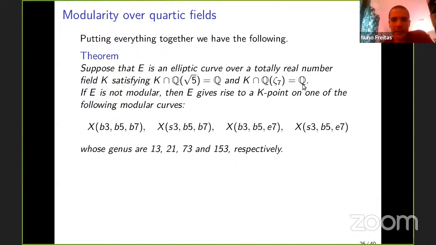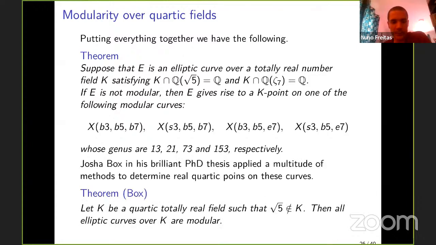In this case, if we have some elliptic curve that's not modular, then it must give rise to a K point in one of the following 4 modular curves. So you see now we started with 27 curves, went down to 12, then down to 7, and now it's down to 4. But these curves are still complicated. The genus is high. But Joshua Box, in his incredible PhD thesis, applies a variety of methods and determines all real quadratic points and real quartic points on these curves over fields that do not contain square root of 5. And he proved that if K is a quartic totally real field such that square root of 5 is not in K, then all elliptic curves over K are modular.